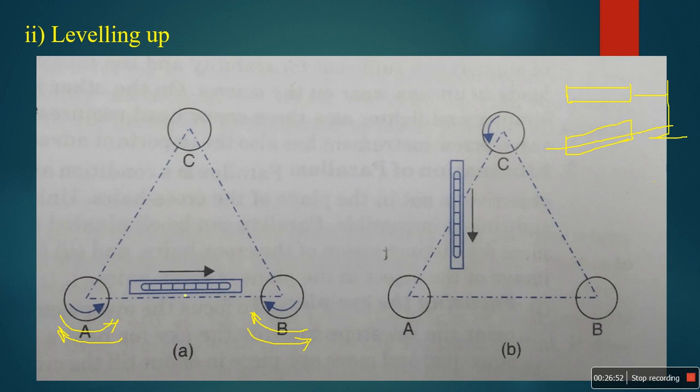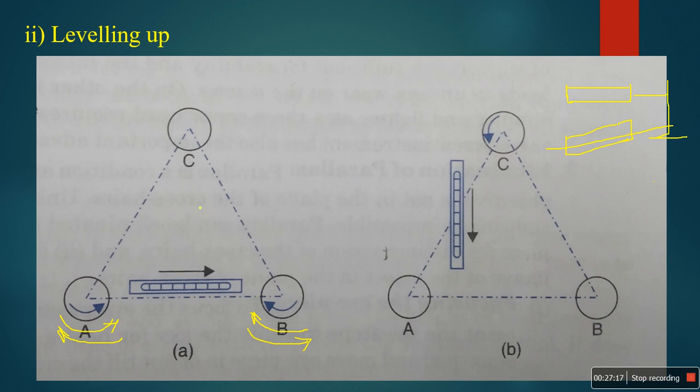Keep rotating until the bubble comes to the center. Then, when the bubble is at the center, stop rotating these two foot screws. Okay. Then the second step. After bringing the bubble to the center by rotating these two foot screws inside or outside, now we come to the next step.